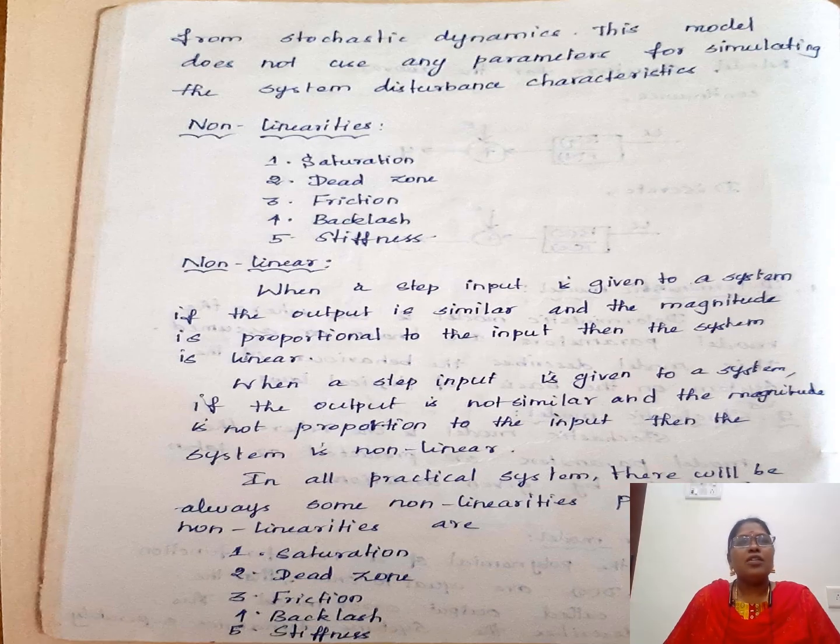There are different types of non-linearities present in a system: saturation non-linearity, dead zone non-linearity, friction, backlash, and stiffness. When an input is given to a system and the output is similar with a magnitude proportional to the input, then the system is linear. When a step input is given and the output is not similar, that is, its magnitude keeps on increasing, then we say the system is non-linear. These are some of the non-linearities present in the system.